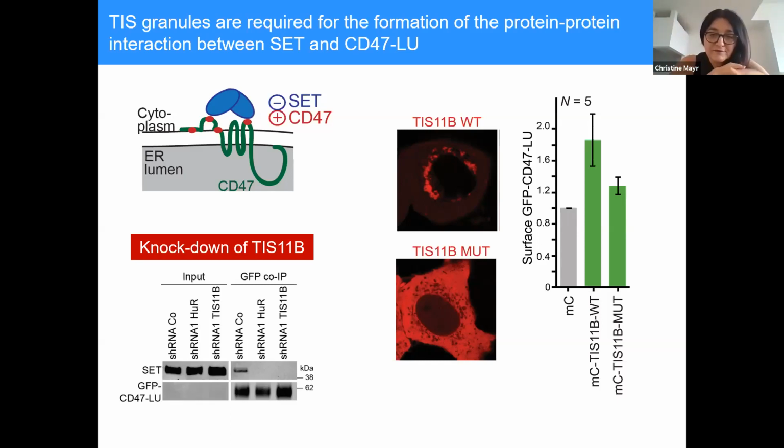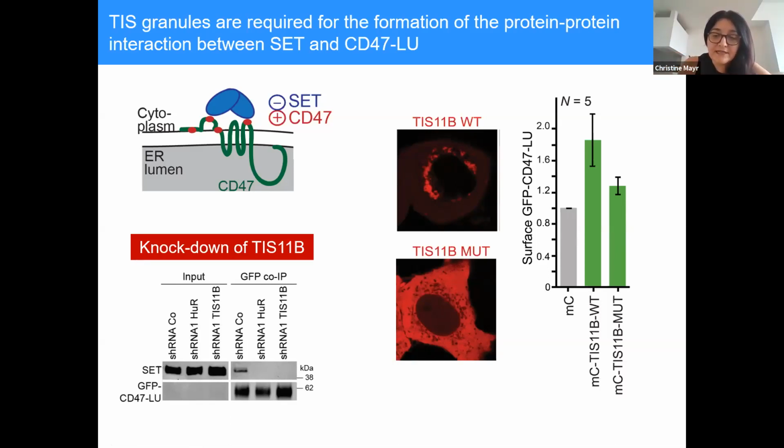So luckily we have a mutant. And so this mutant is still the wild type TIS11B. However, we made a few point mutations, and now it can no longer make assemblies. And so this mutant is shown here. And so now we basically ask, is the granule required, or do you only need the RNA binding protein TIS11B?